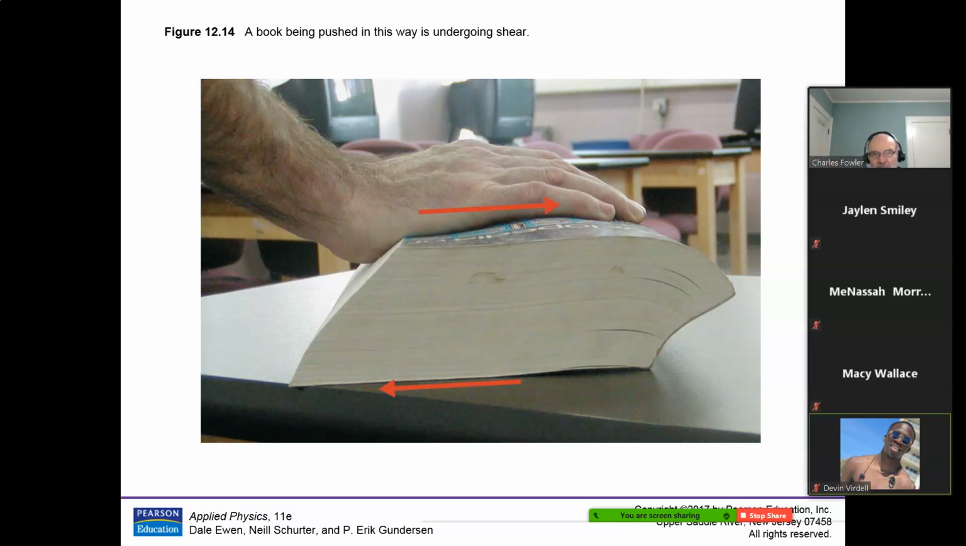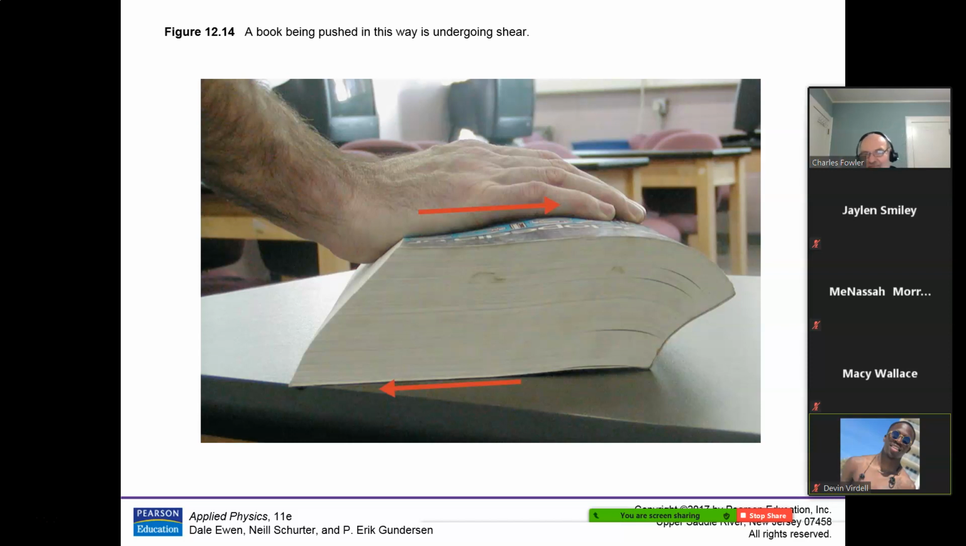And that would be what's happening to the book here. You're shearing the book. If you're just pressing down on the book, that's compressing the book. Yeah, you might be able to push the pages closer together, but that's all. But if you press like this, where your forces are in opposite directions but separated by a distance, now you have a shearing force. Okay.